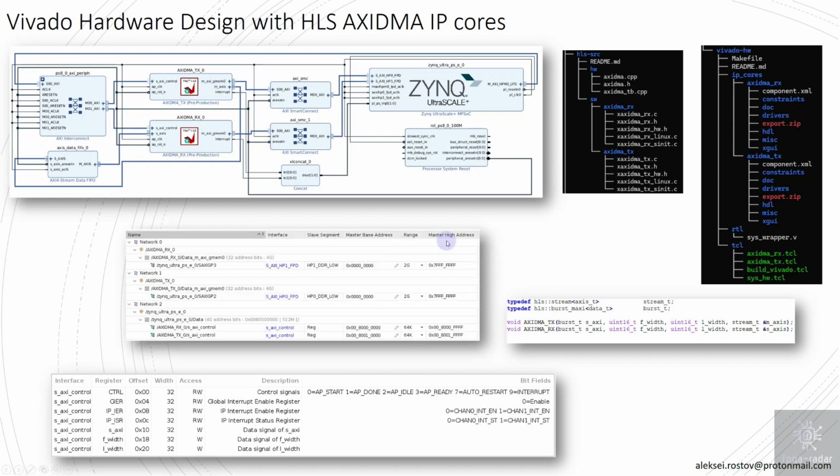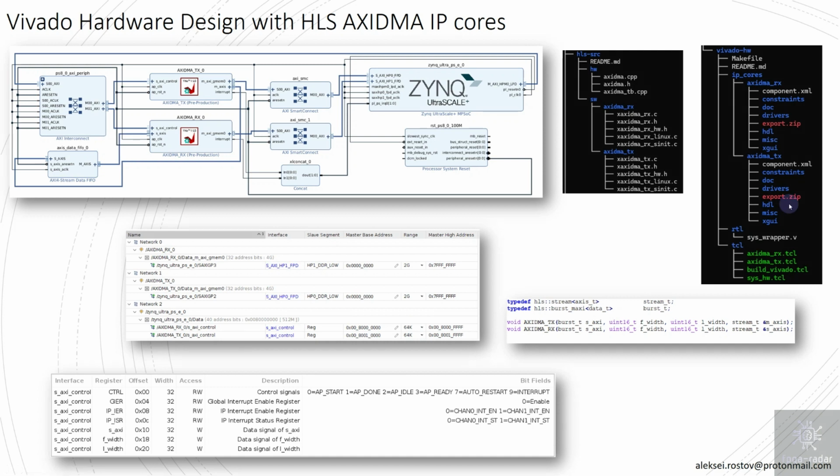And the last picture that I would like to note here is the memory map. Please pay attention to the memory-mapped interface. Each IP core has access to the full DDR memory, the full range. And besides that, for the processing system, both IP cores are like memory-mapped devices.